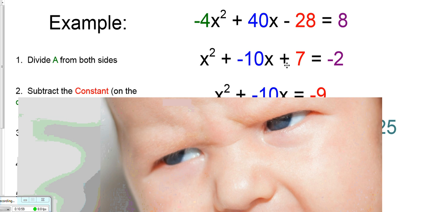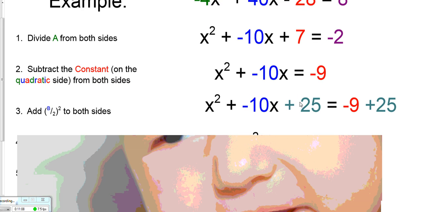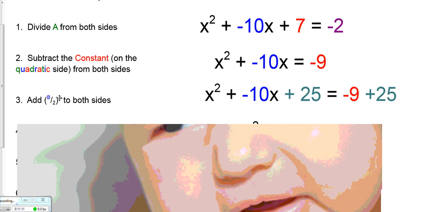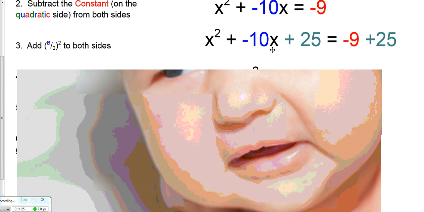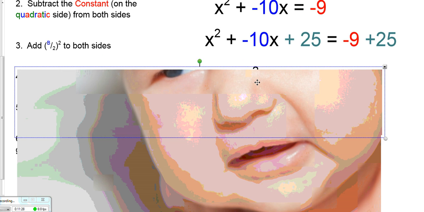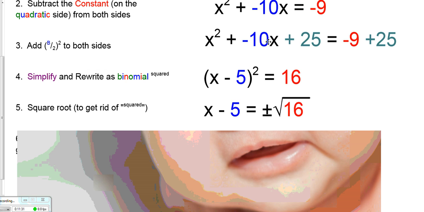Subtract the constant that was on this quadratic side. So get rid of this 7. Negative 2 minus 7 becomes negative 9. Add half of b squared to both sides. Half of b would be negative 5. Negative 5 squared, so negative 5 times negative 5, is 25. So we're adding 25 to both sides. This side I can rewrite as a binomial squared. X minus 5, I know to use minus because this is a negative 10, minus 5 squared. This side I can simplify to 16.